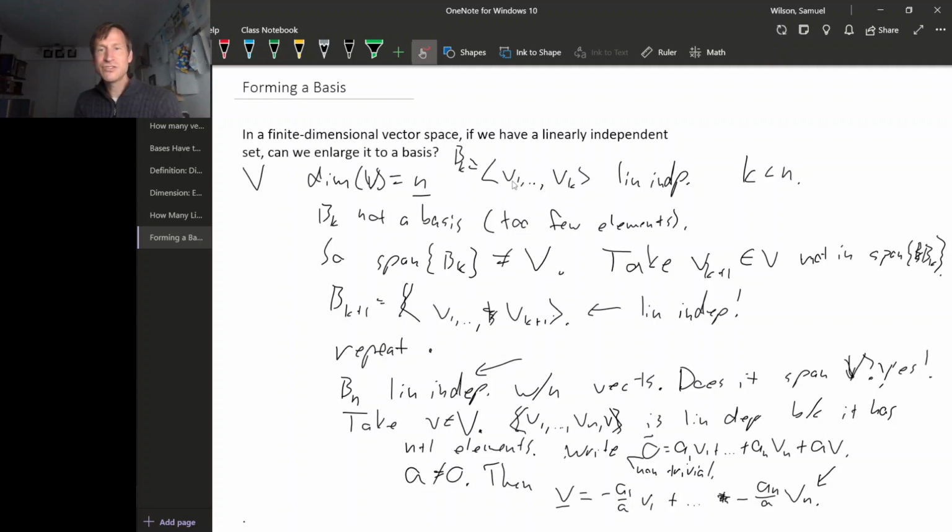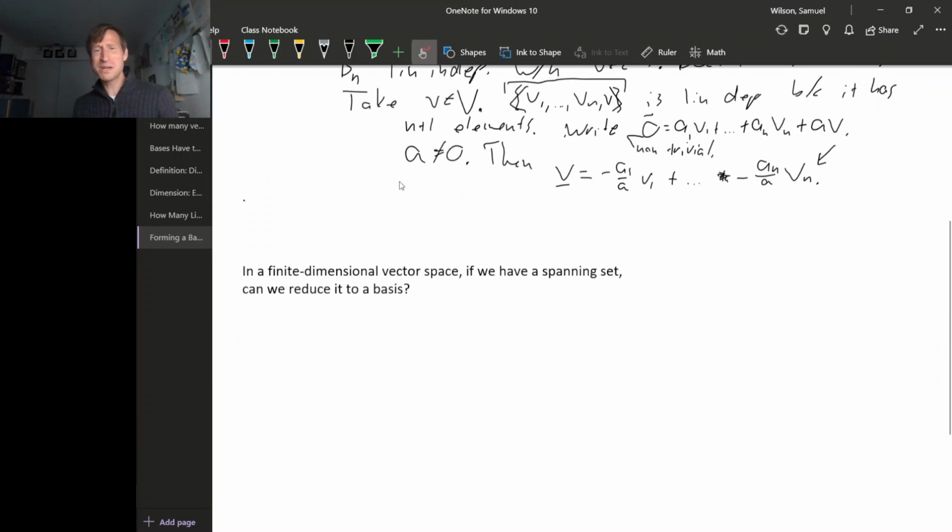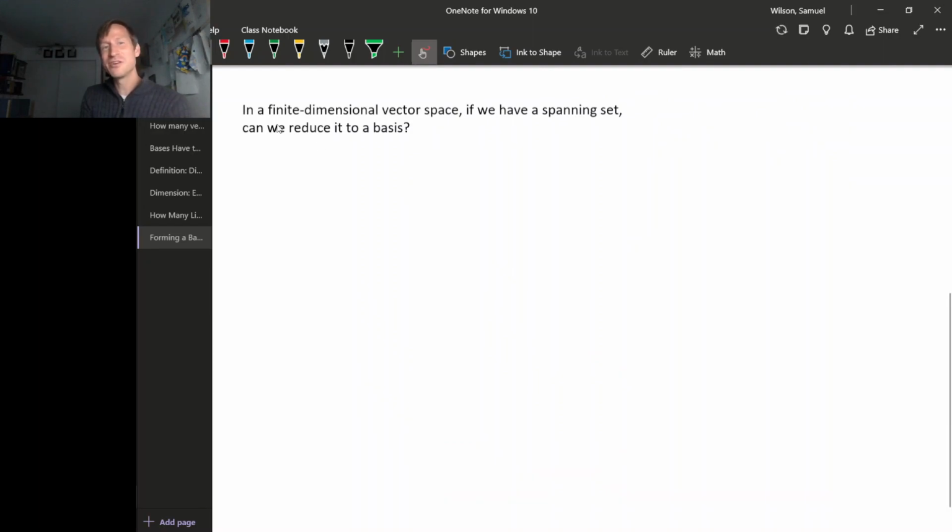Right, so we started with some linearly independent collection. We've successfully expanded that to a basis for the entire space. So if you start with a linearly independent collection, you can always enlarge it to a basis. All right, well, that's if you start with something smaller than a basis. What if you start with something bigger than a basis? So what if you're in a finite dimensional vector space and you have a spanning set? Is it possible to throw away some vectors and end up with a basis?